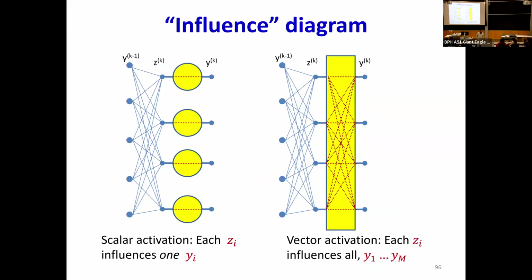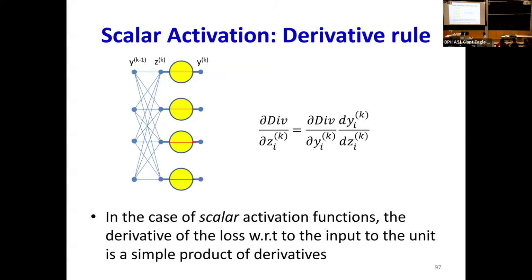Someone want to take a guess? The partial derivative is going to include the other inputs as well, right?